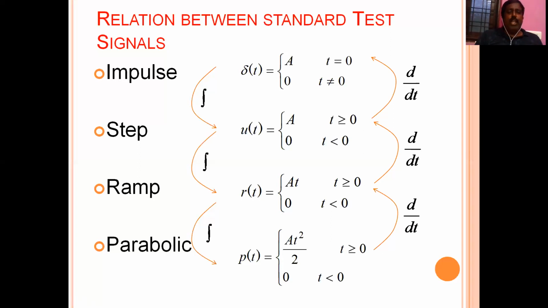So delta of t is equal to, you see from this concept, d by dt times u of t. Delta of t is equal to d by dt times u of t. And what is u of t? d by dt times r of t. Therefore, delta of t in terms of r of t is d square by dt square into r of t. So with these relations, we can calculate any test signal from any test signal. That's why this relation is very important.